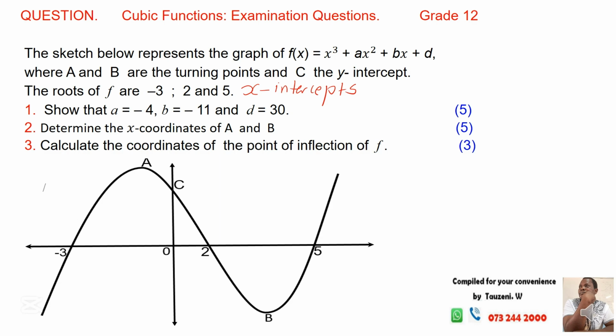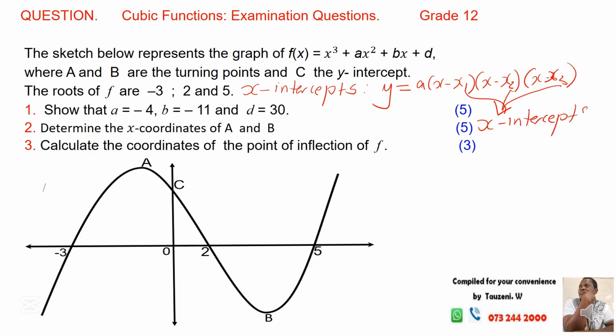So when given the x-intercepts, then we must use this equation. y is equal to a factor of x minus x1, factor of x minus x2, factor of x minus x3. Then in this equation, x1, x2, and x3, those three numbers, are the x-intercepts of the function. In other words, they are the roots that are given by the question.